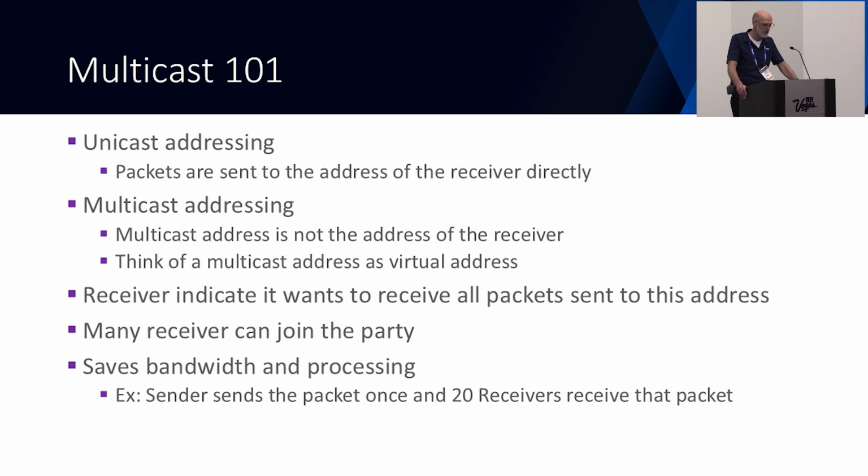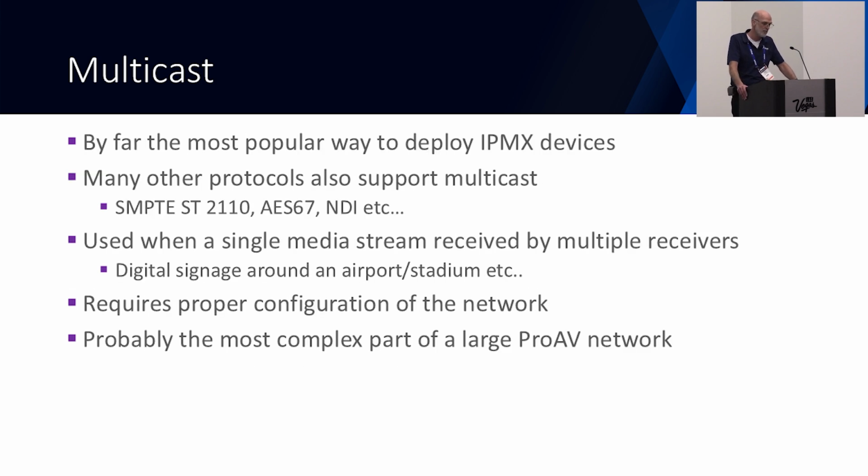How? Well, if you have a sender doing unicast and it's sending to 20 different receivers, it's going to send the same packet 20 times, one for each receiver. When we have multicast, the sender sends the packet once, and then the switch routes that packet to the 20 receivers that subscribed to it. So right away you can see it's a lot less work for the sender, and there are fewer packets on the network. So it's by far the most popular way to deploy IPMX devices on a network. There are many other protocols that use multicast: SMPTE 2110, AS67, NDI, and many more.